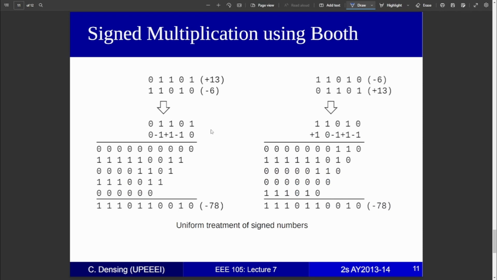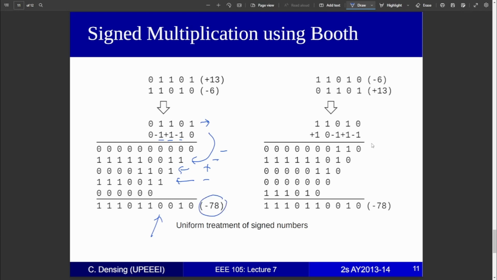So using Booth, signed multiplication is as before. This is the first partial product. You encounter a negative 1, so you negate it, and then you encounter a positive 1, so you don't negate it but use it as a partial product, and you encounter a negative 1 again. So here there's negative, positive, negative. Here is negative, positive, negative, and then you add that to get the full product.